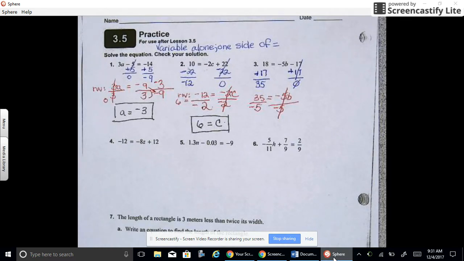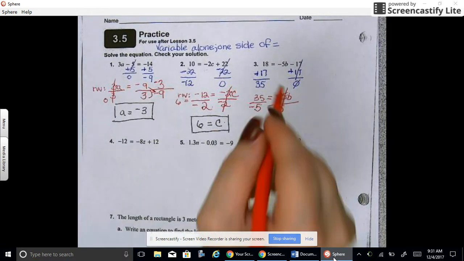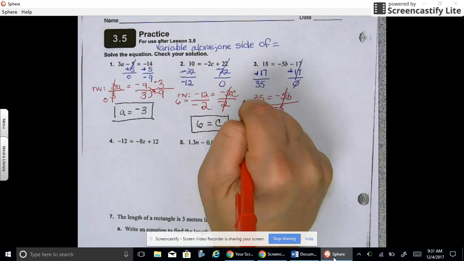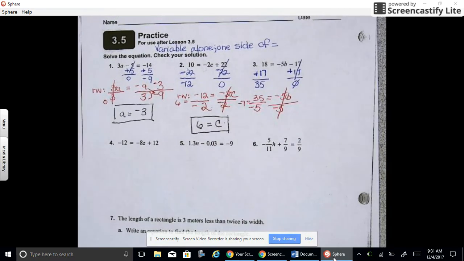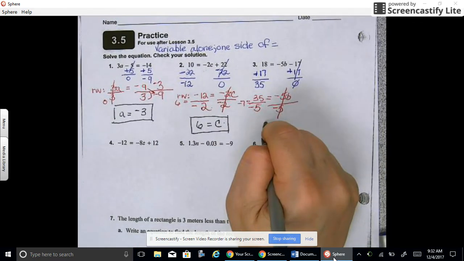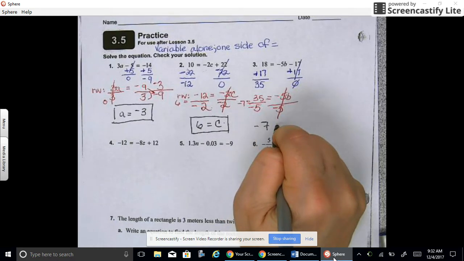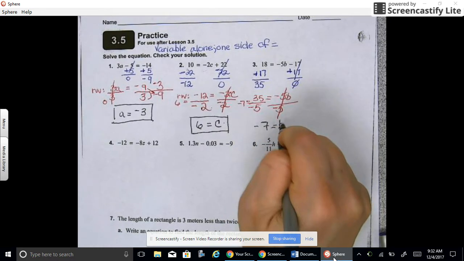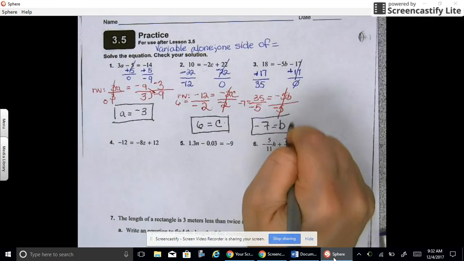You have calculators. Answer it. Yeah. Says 7, yeah. And because I have mixed signs, it's a negative 7. So what I have left is negative 7 equals b. And I box that out because that is my final answer.